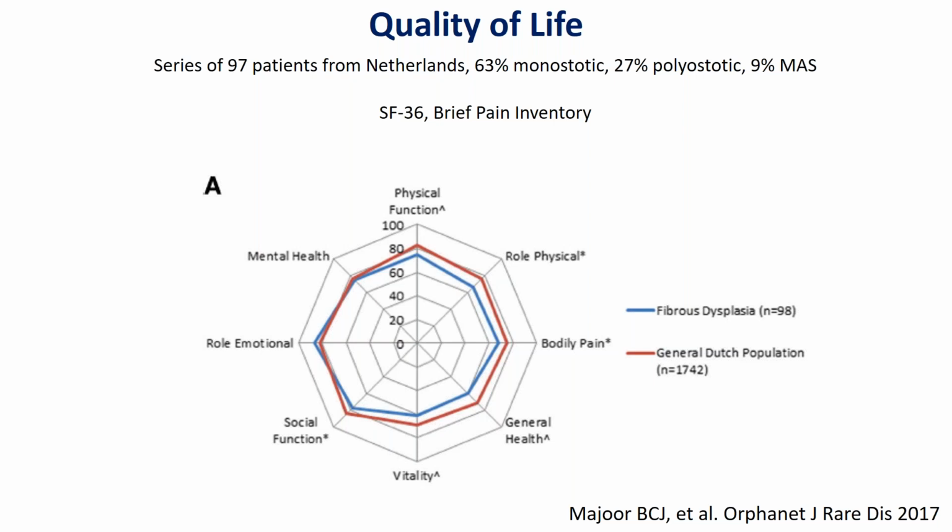And so they looked at the usual and generic metrics in quality of life, that is the SF-36 scale, and this is using the Brief Pain Inventory. And so you can see that the quality of life of those who have fibrous dysplasia was a bit reduced compared to the general Dutch population, and particularly for role physical and bodily pain and general health, and also vitality and social function, but no reduction in mental health or role emotional.